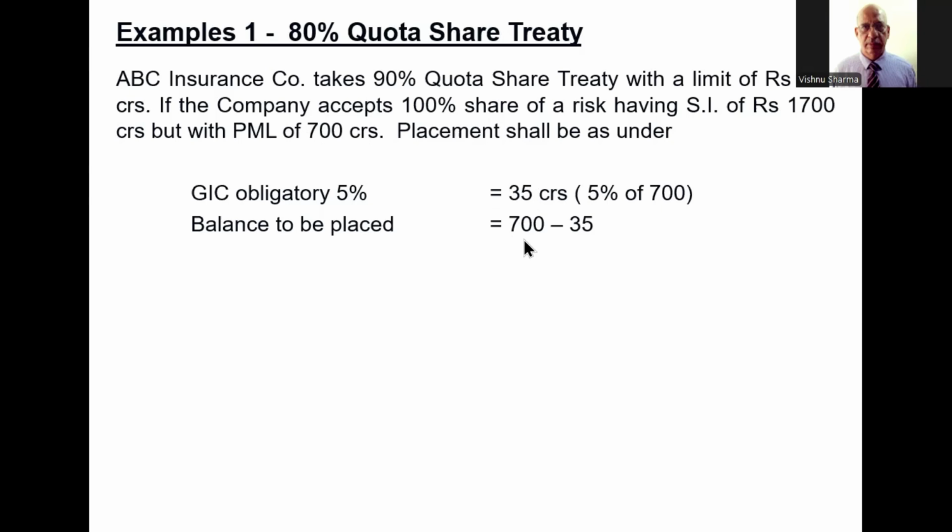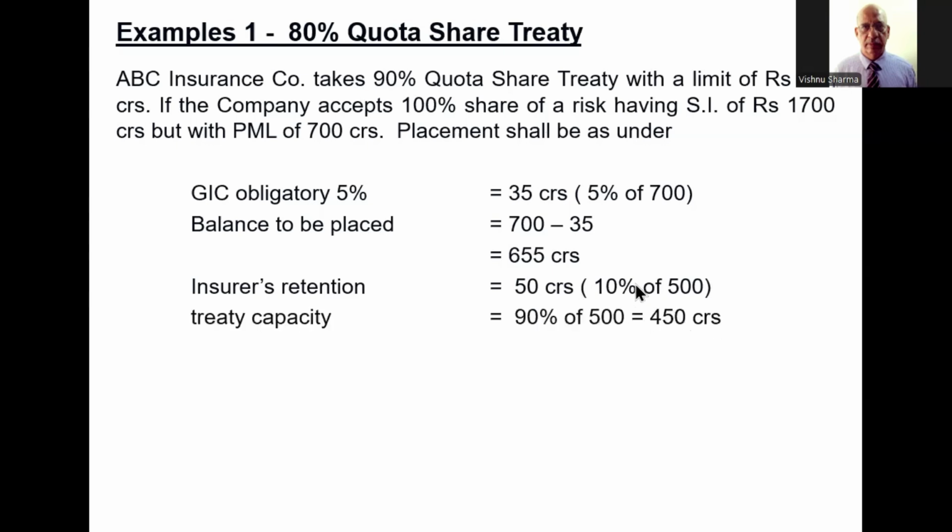Now, this absolute amount we are calculating to place this 700 crores of PML. Now, what is the balance PML to be placed? 700 minus 35. It comes to 655. Then insurer's retention. Retention is 10%. I have already told 90% quota share. That means 10% is to be retained. So he will retain 10% out of the treaty of 500 crores. The treaty limit is 500, not more than 500. So 50 crores is the maximum retention and 450 they will give as treaty support.